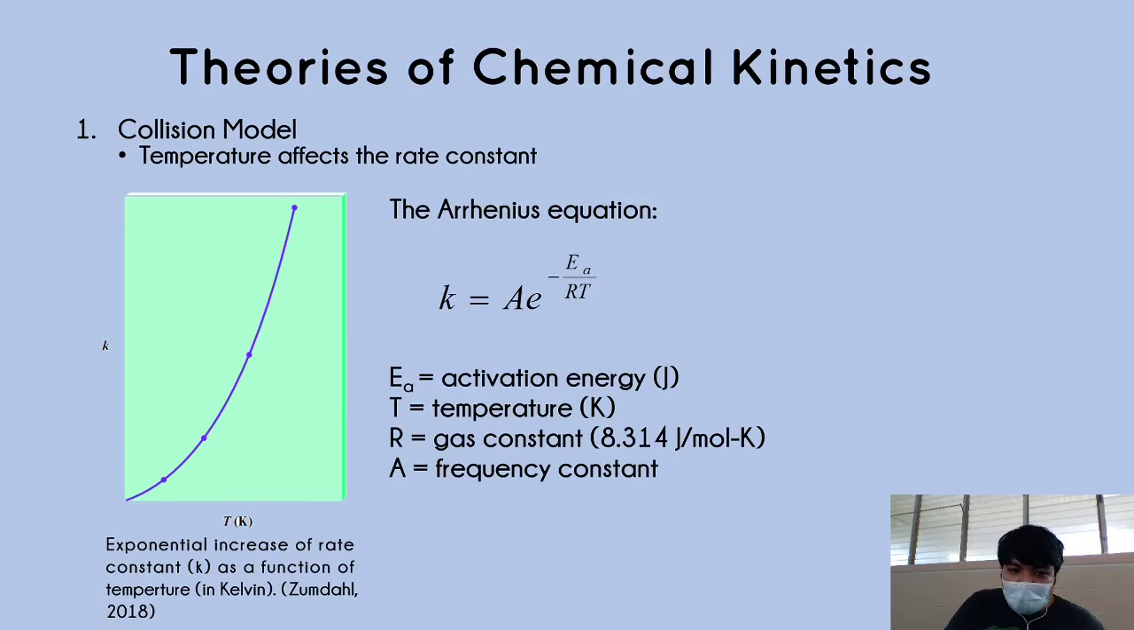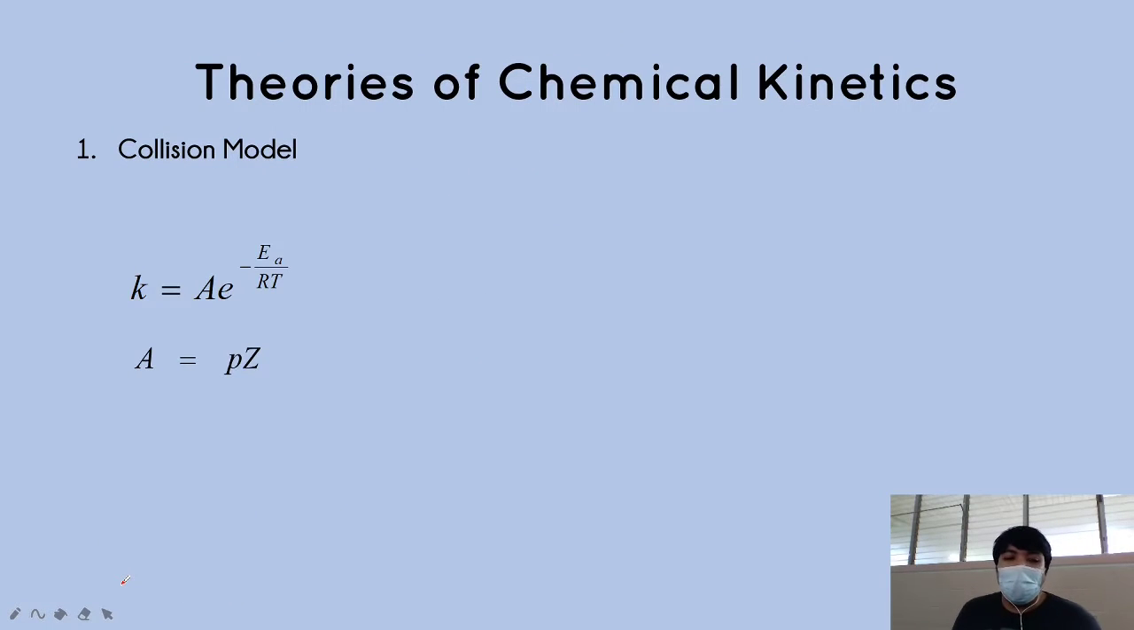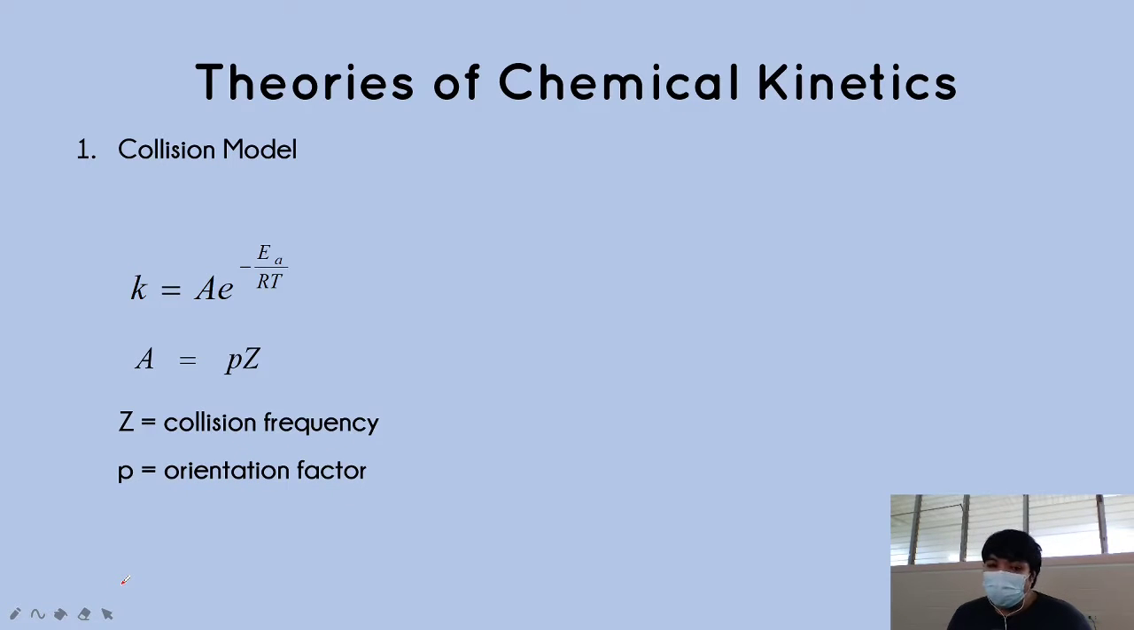So let's dissect the frequency factor. Now, the frequency factor is actually a product of two other factors, the P and the Z. So what are this P and Z? Now, the Z is the collision frequency and P is the orientation factor. So what does this mean? Z, by its name, collision frequency, is how many times these molecules collide per unit of time. So that is what we call collision frequency.